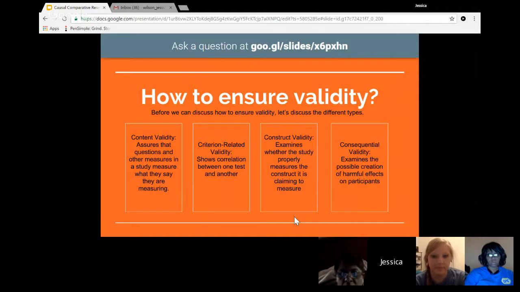Consequential validity examines the possible creation of harmful effects on participants. This is actually something I hadn't heard of in my past research methods classes, so this was a good little tidbit for me.